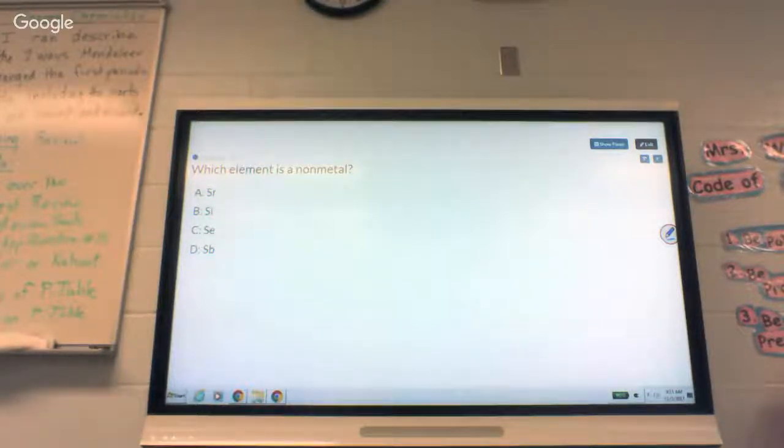I said a metalloid is not a non-metal. They're a separate category altogether. Metalloids are not metals, and they're not the same thing. Okay, they are not the same thing. So a metal, a metalloid, and a non-metal are completely different.